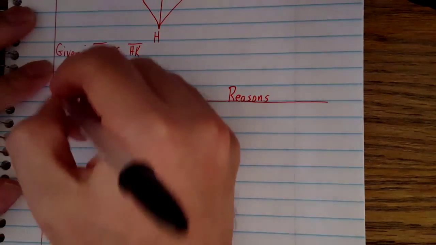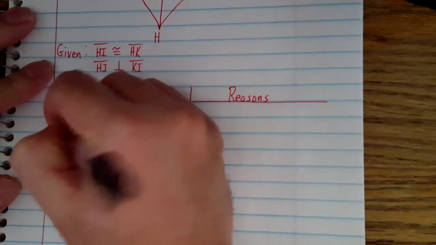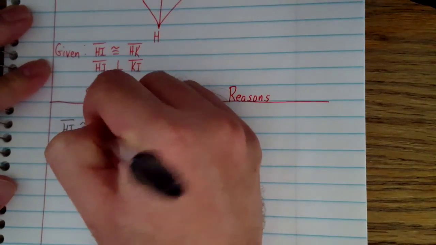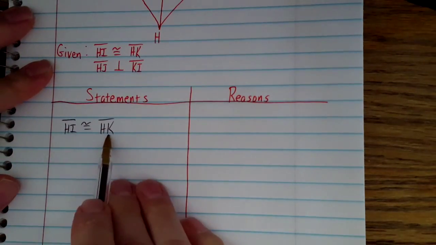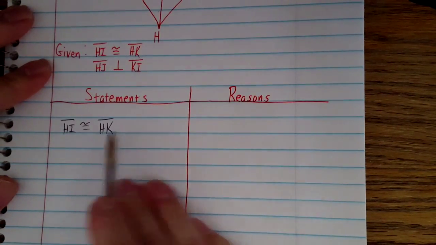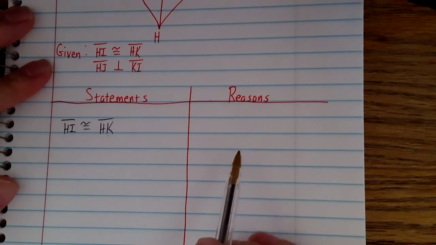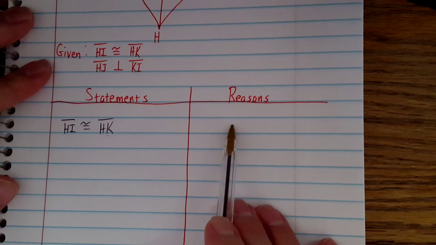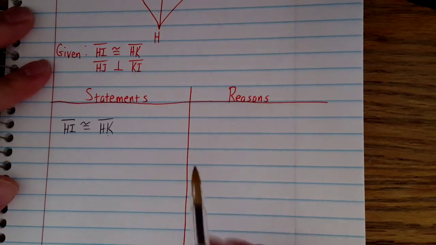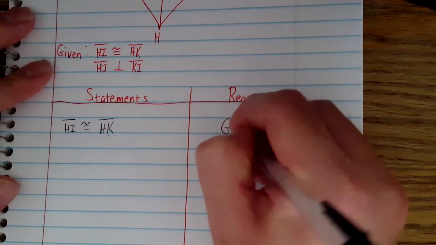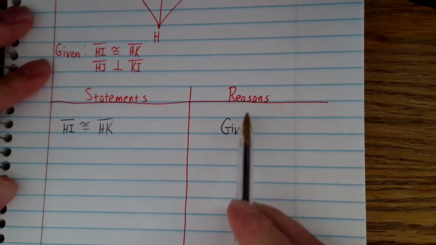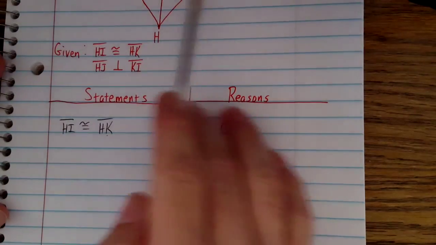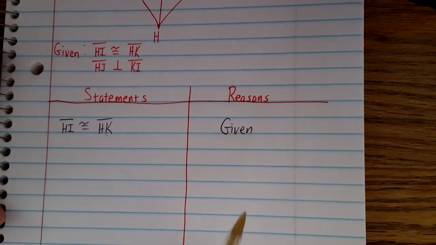First thing that I'll say is that segment HI is congruent to segment HK. Why is it that I'm able to make this statement? That's what the reasons are over here for. Every time I make a statement, the reason has to back it up as to why I'm able to make that statement. Well, this is easy. When you start off a proof in geometry, you're going to start off with your reason as given. So this was given to me in the problem. I filled it in up here with tick marks.